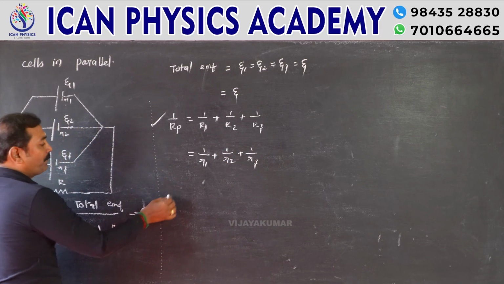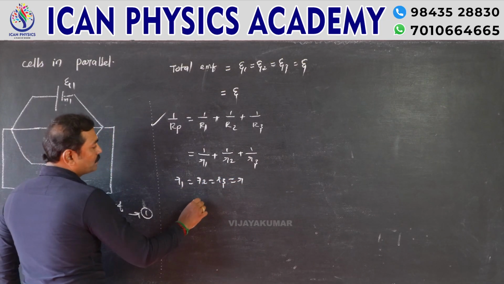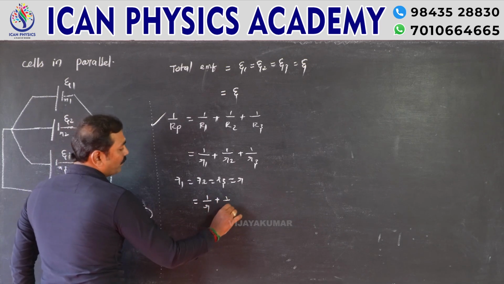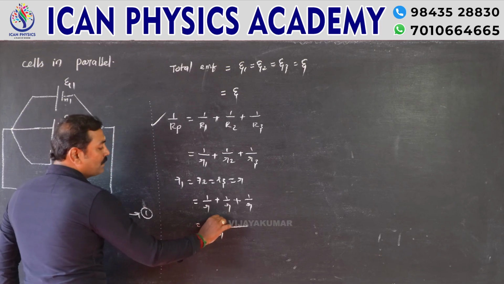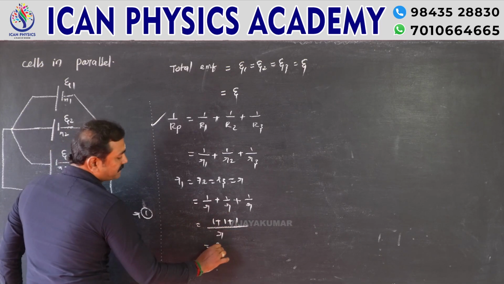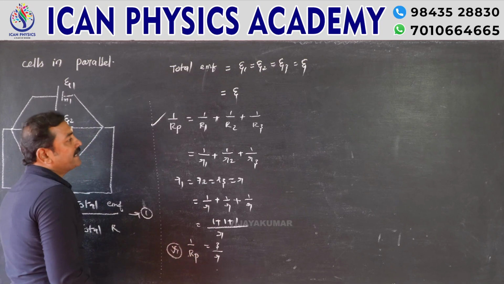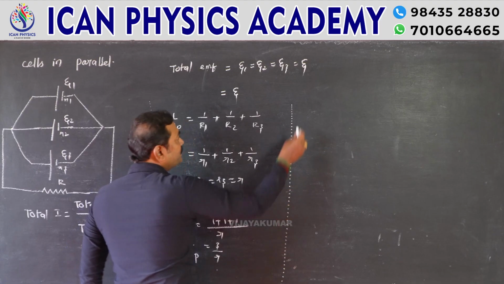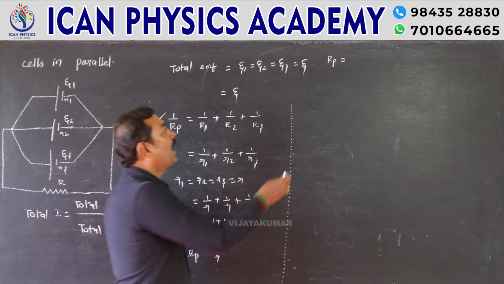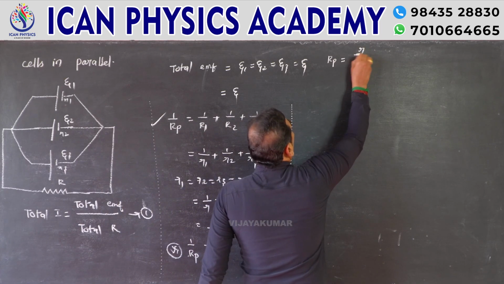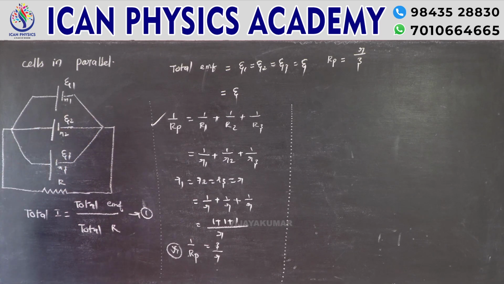Suppose r1 equals r2 equals r3 equals r. So it becomes 1 by r plus 1 by r plus 1 by r. Now the common LCM can be taken as r. So 1 plus 1 plus 1, so it becomes 3 by r, which equals 1 by Rp. So once again, take the reciprocal: Rp equals r by 3. For our case, we are connecting 3 cells, so it becomes r by 3.